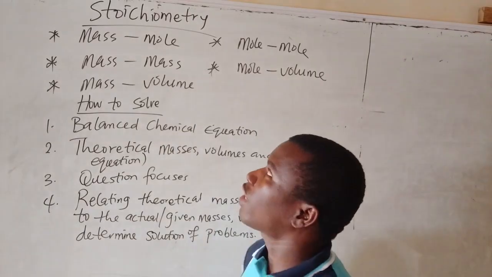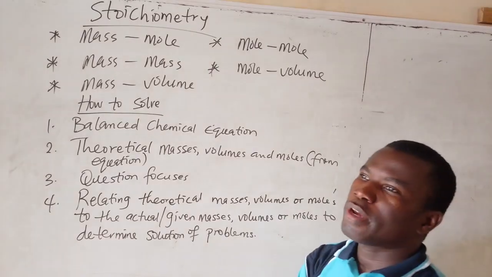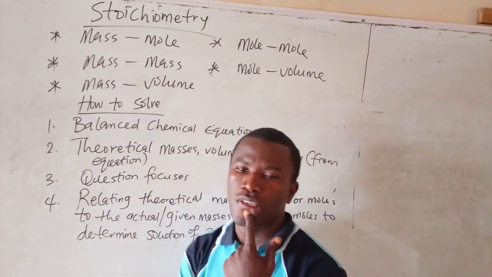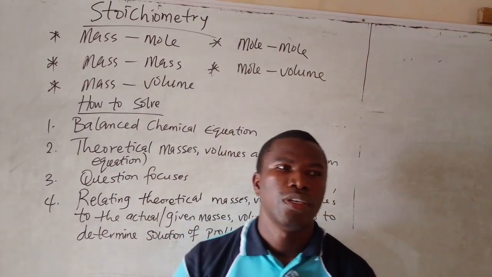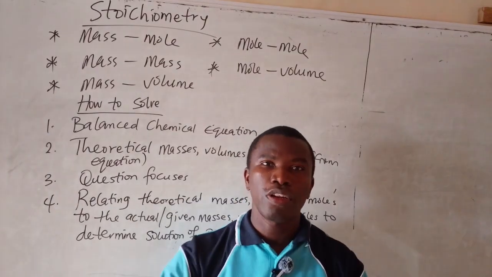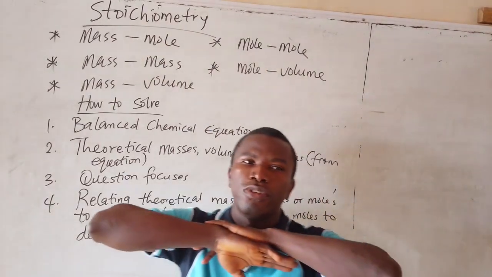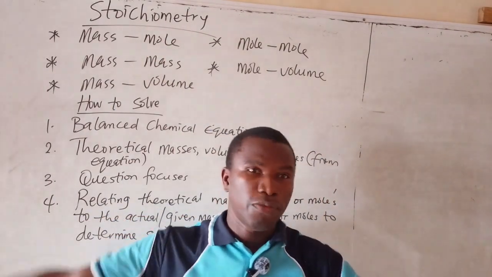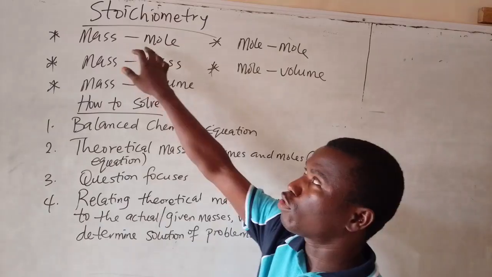In today's class, we are looking at the topic stoichiometry. Stoichiometry is one aspect of chemistry that has to do with calculations involving different things. When you talk about calculation in chemistry, you're talking about stoichiometry. It cuts across different things. In today's aspect of stoichiometry, we're talking about mass to mass.